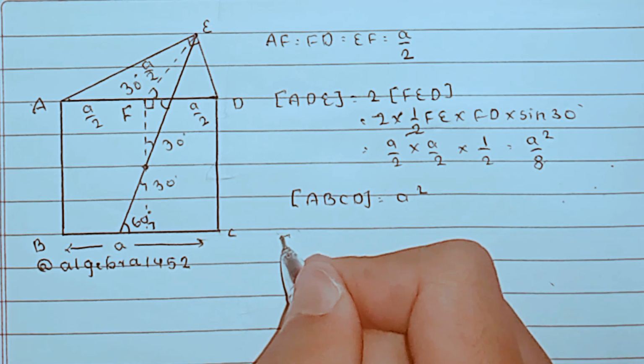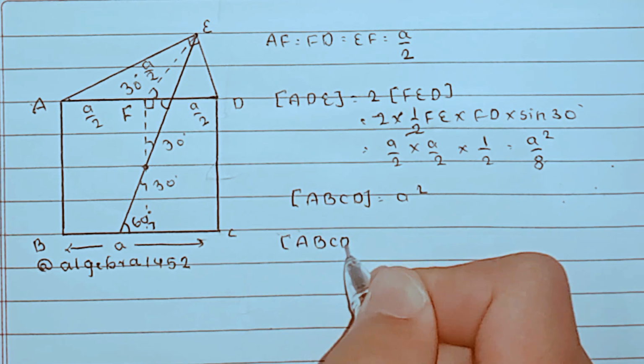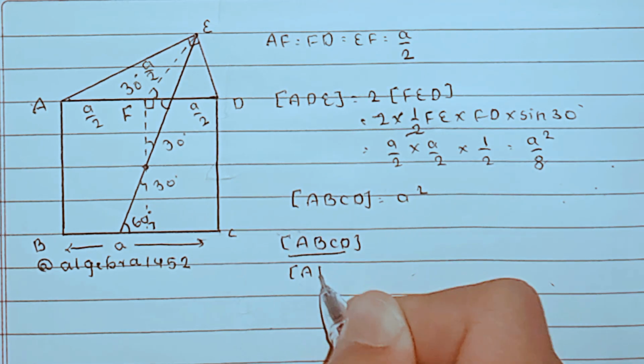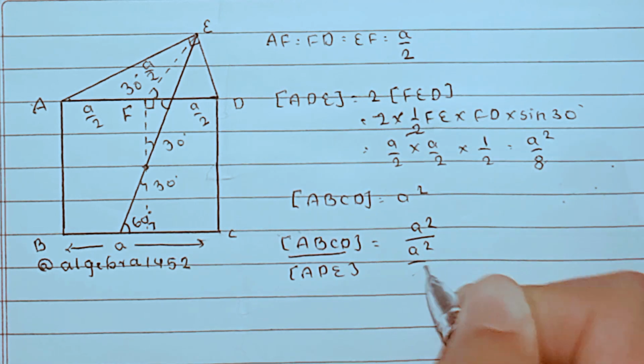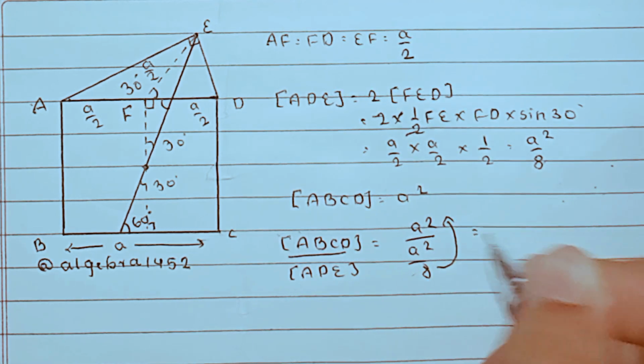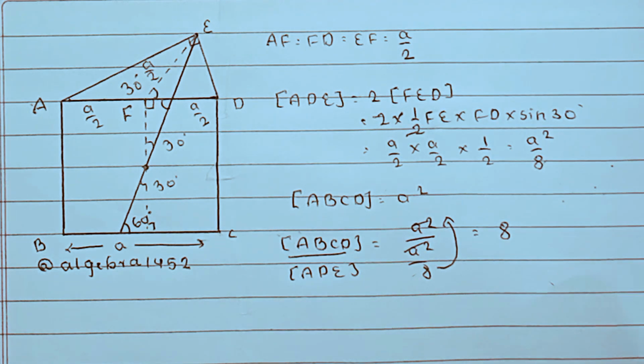So the required ratio ABCD upon ADE is equal to A square upon A square by 8. The 8 will go to the upside, so 8 is the required final answer of the ratio of the square and the triangle.